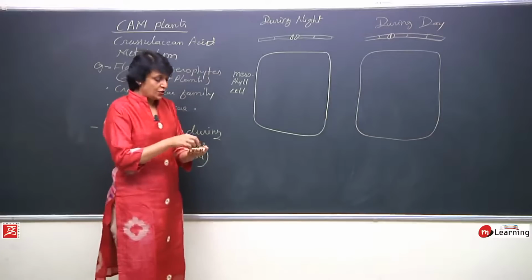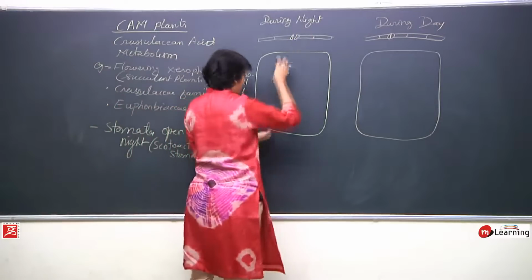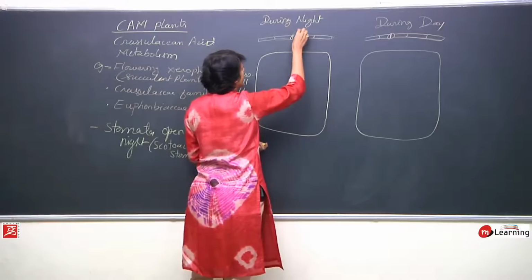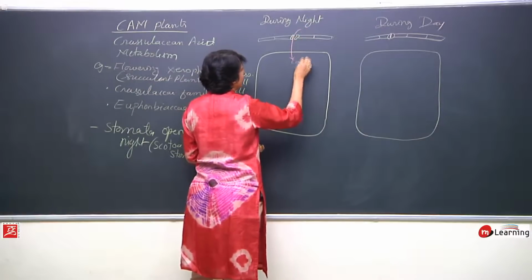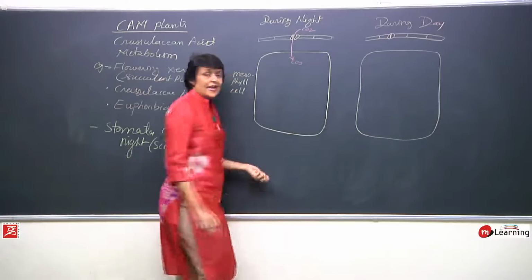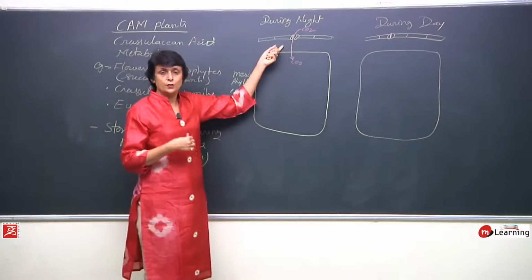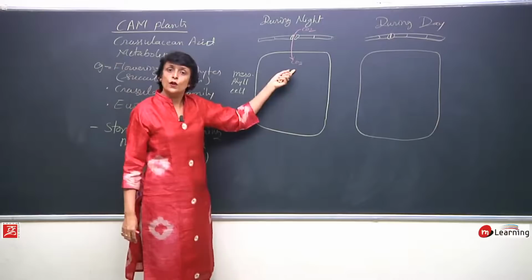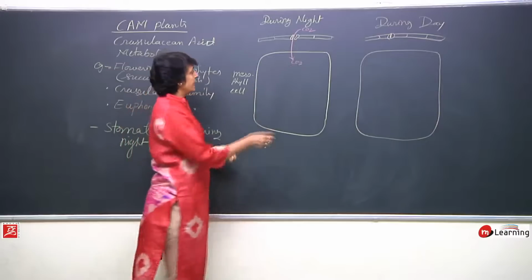During night, when the stomata are open, gaseous exchange can take place. So carbon dioxide diffuses into the cell. Gaseous exchange is possible. So there can be gaseous exchange for respiration, it can also take place for photosynthesis. So carbon dioxide is taken in.